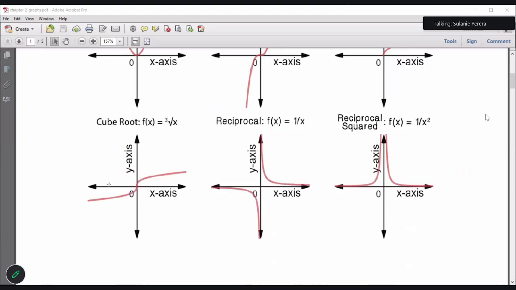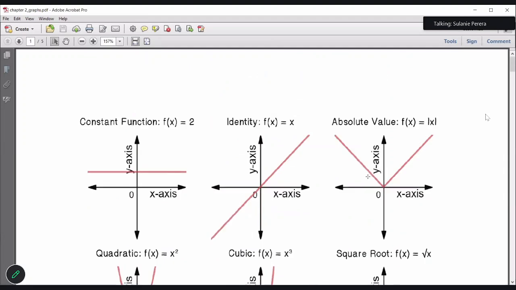Then we have the cube root. The cube root is defined for negative values as well. Then we have y equals 1 over x. As x approaches 0, y goes to infinity. And as x goes to infinity, y goes to 0. Same over here. Then we have the graph of y equals 1 over x squared. So here again, when x approaches 0, y goes to infinity. When x goes to infinity, y goes to 0. So these are the basic graphs and you all should know the shapes.